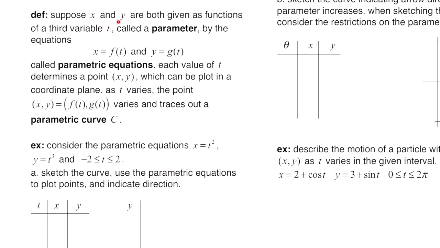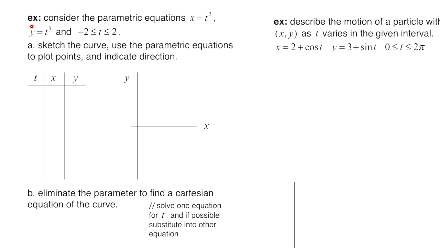And next we have a definition. It says, suppose x and y are both given as functions of a third variable t called a parameter by the equations x equals f of t and y equals g of t, called parametric equations. So t is the parameter, and then these are our parametric equations. Then we have each value of t determines a point x, y, which can be plotted in a coordinate plane. As t varies, the point x, y, or f of t, g of t, varies and traces out a parametric curve C.